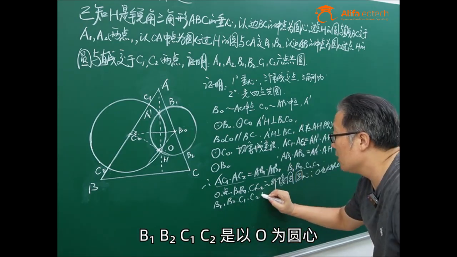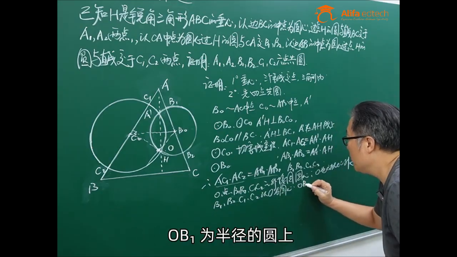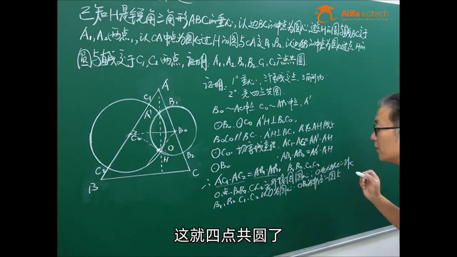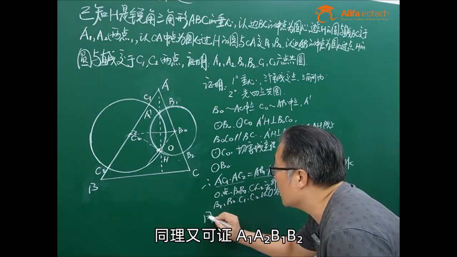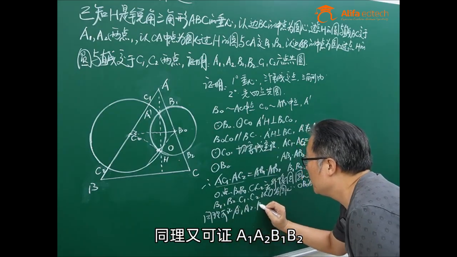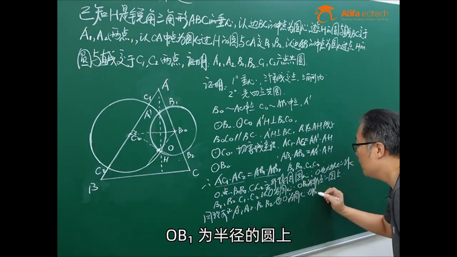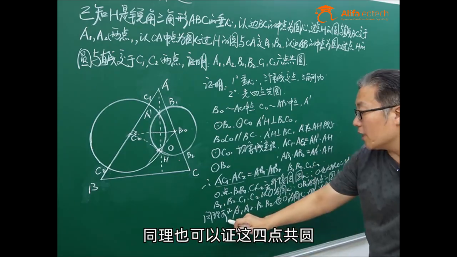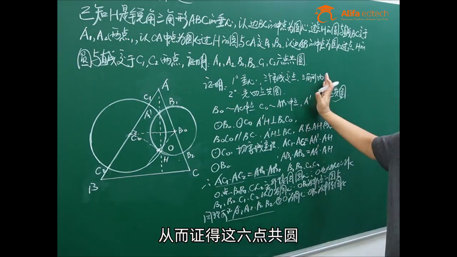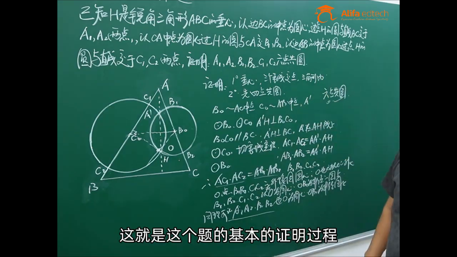Therefore, B1, B2, C1, C2 lie on a circle with O as the center and OB1 as the radius. In the same way, it can be proved that A1, A2, B1, B2 are also on a circle with center O and radius OB1, and the same principle proves that these 4 points are concyclic. Thus, the basic proof process for the 6 points is complete.